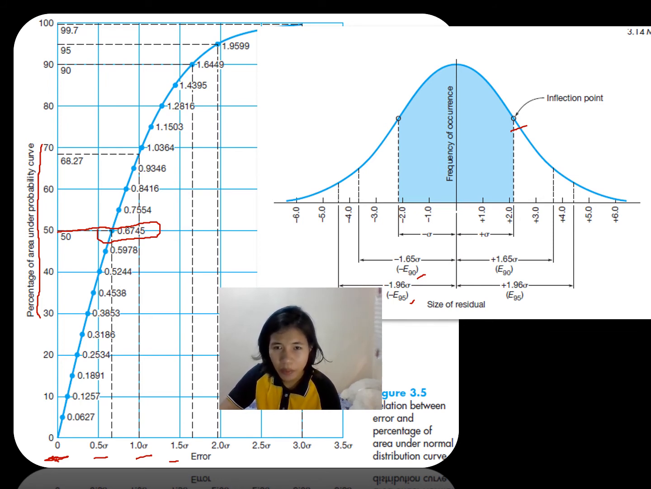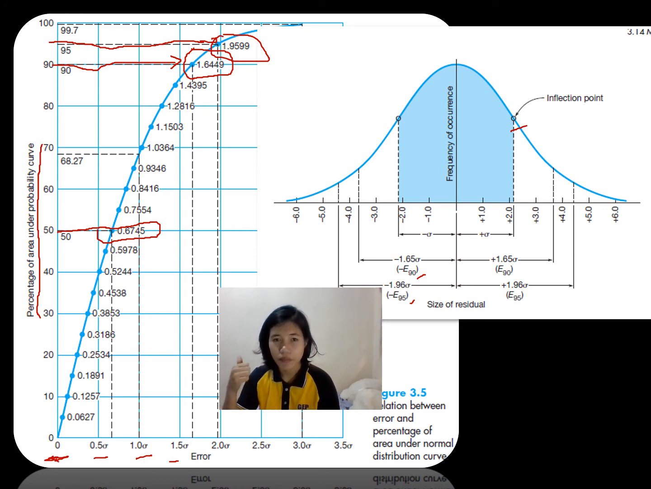So, how about si E90? So, 90%, look at here. So, yung constant niya na gagamitin natin to multiply the standard deviation is 1.6449. How about si E95? Si E95 naman, nandito siya. So, yung constant na i-multiply natin is 1.9599. So, what are the use of this E95, E90, and E50? So, alam na natin si E50, diba? Si 50% error. So, let's discuss this one.